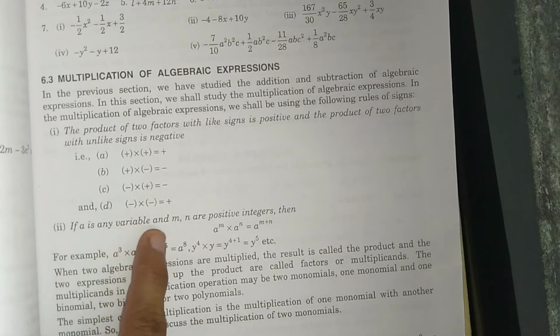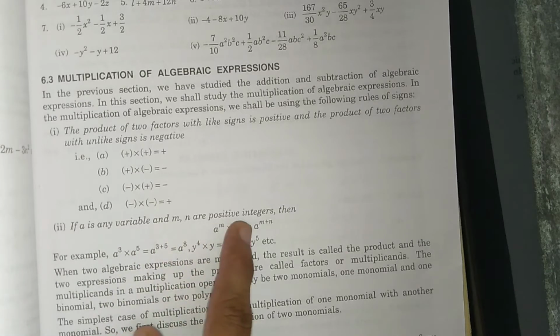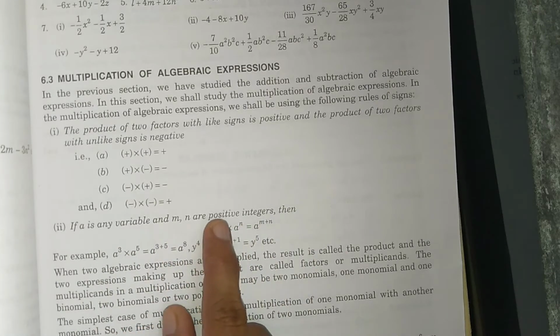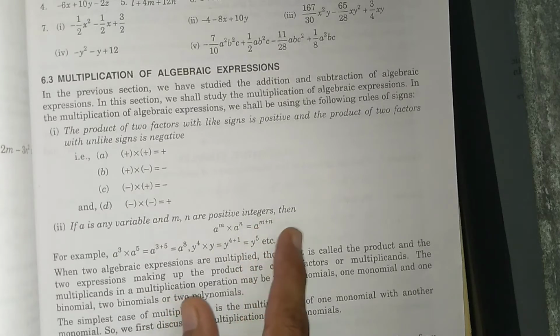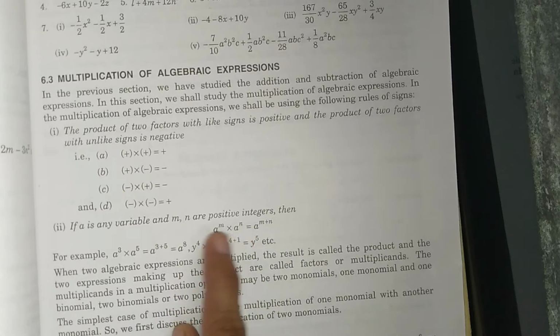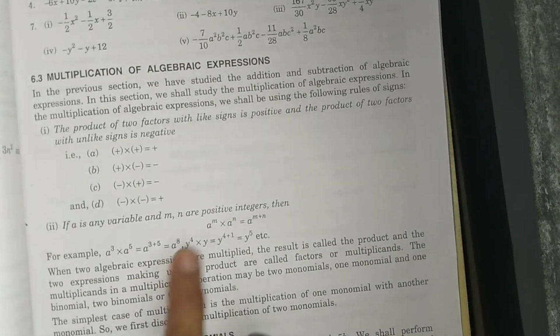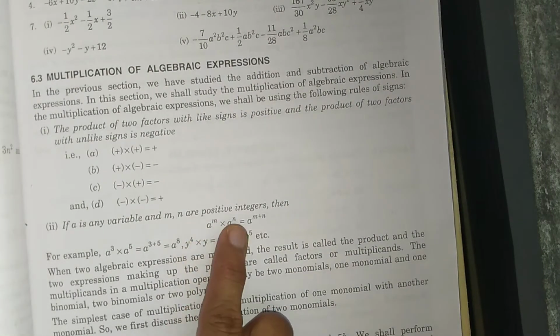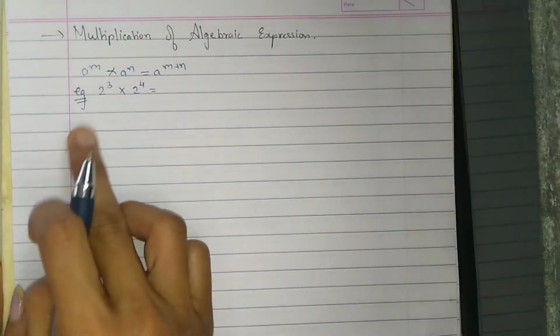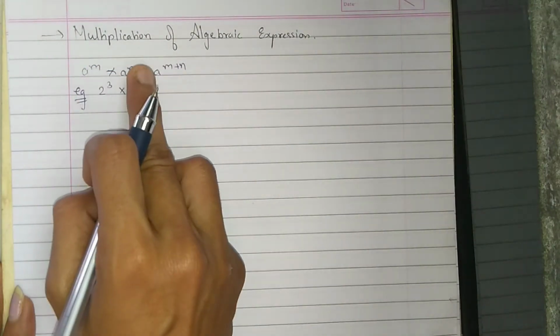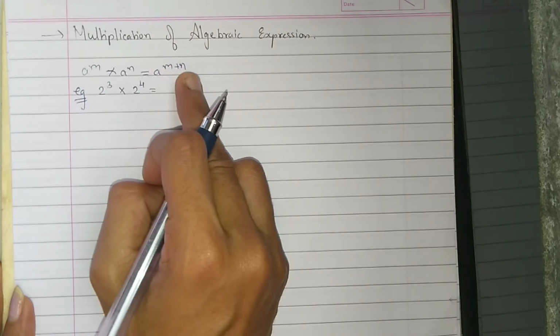Now if m and n are positive integers, then a raised to m into a raised to n equals a raised to m plus n. Okay, if your base is the same, then you can add the powers. Let us see with an example. Here a raised to m into a raised to n equals a raised to m plus n.